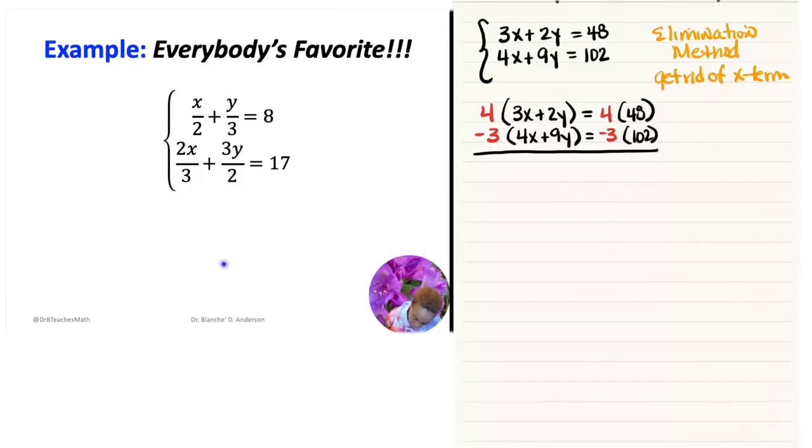Okay. So you're going to do the distributive property, okay? So that's going to be, let me go ahead so you can see it. 4 times 3x plus 4 times 2y equals 4 times, wow, times 48. Okay, and then the bottom one is actually going to look like this.